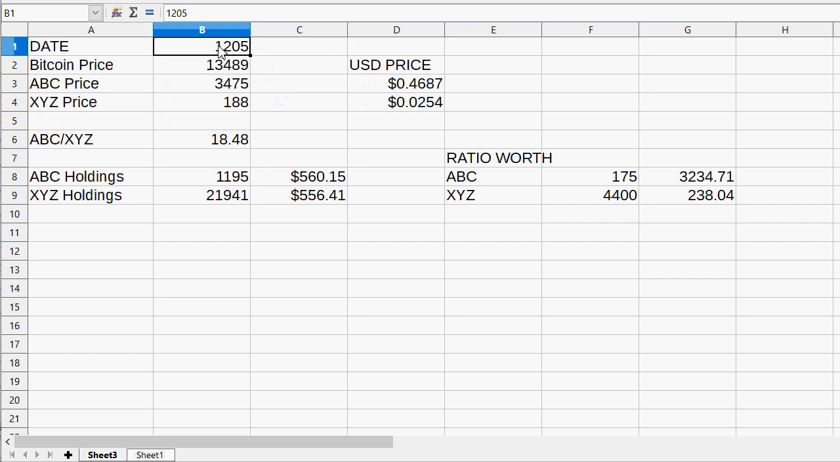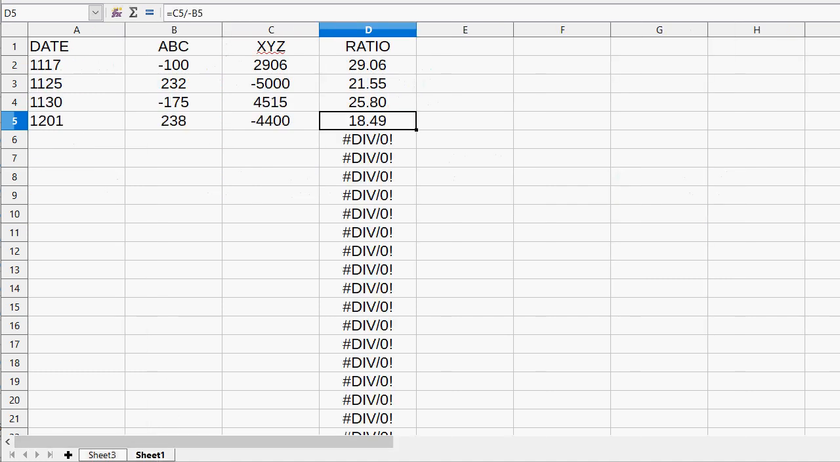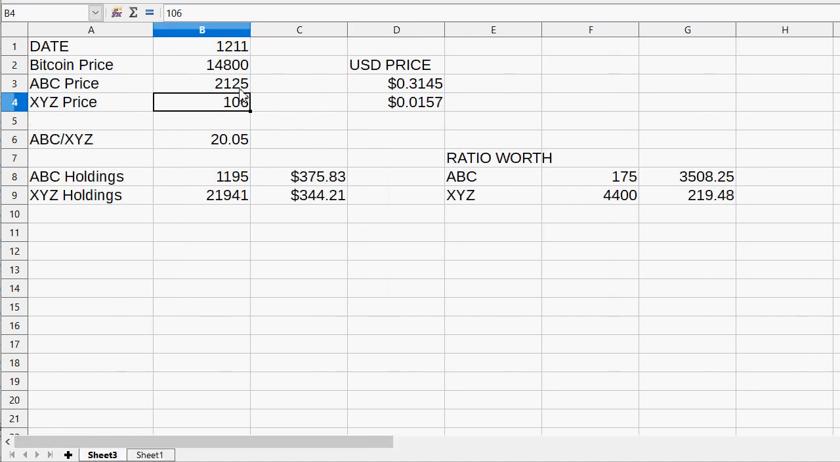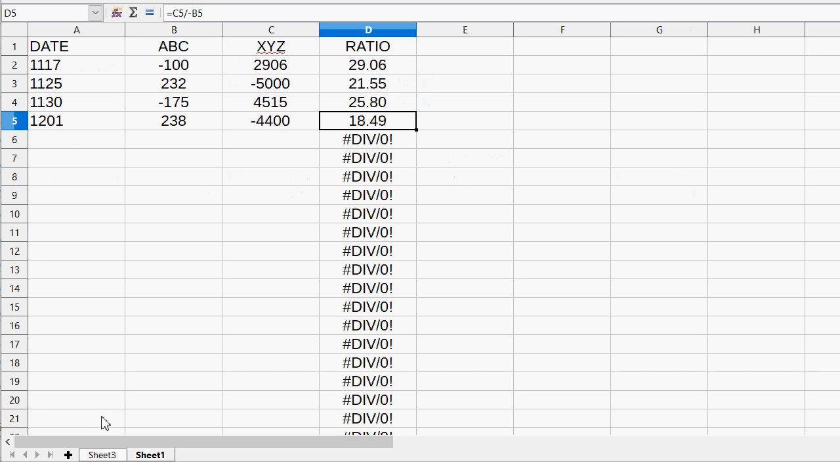And now let's assume, I guess for the date, it's whatever. Let's assume it's December 11th, and Bitcoin price is 14,800, and a massive decline on this one. Let's just say this was 21.25. This was 106. What would even go 92? So the ratio is 23. It went from 18.